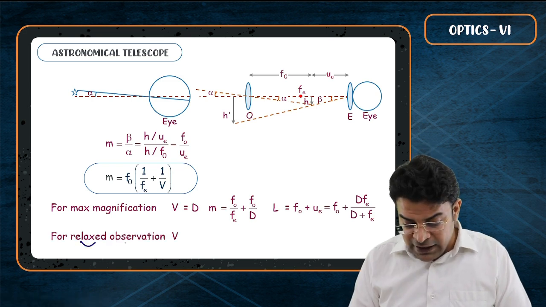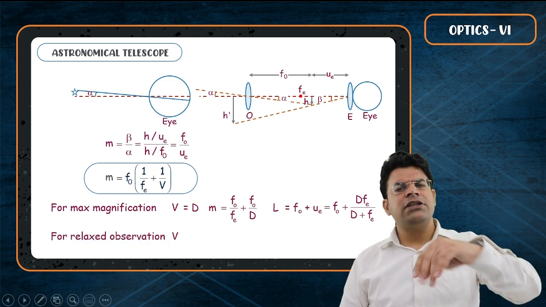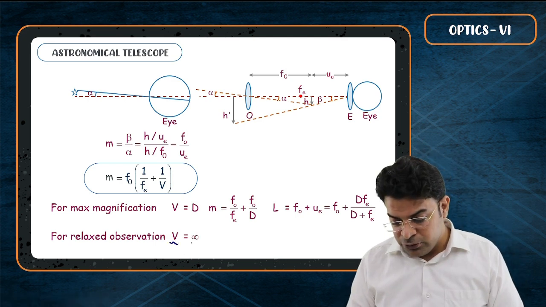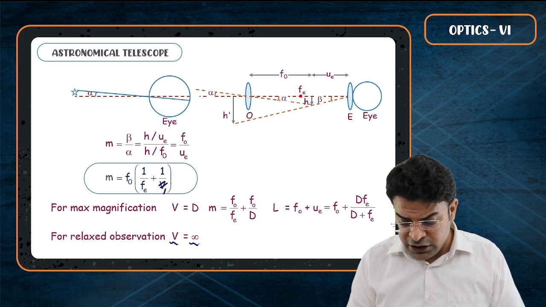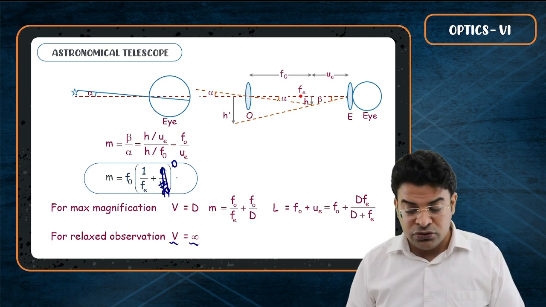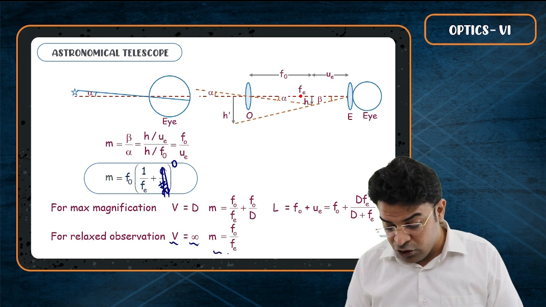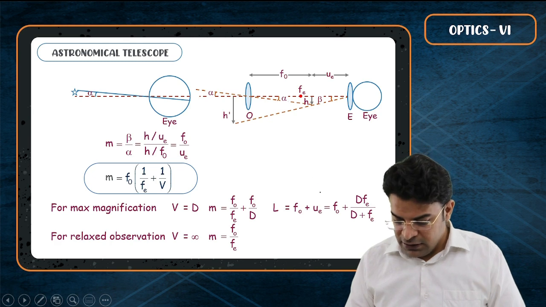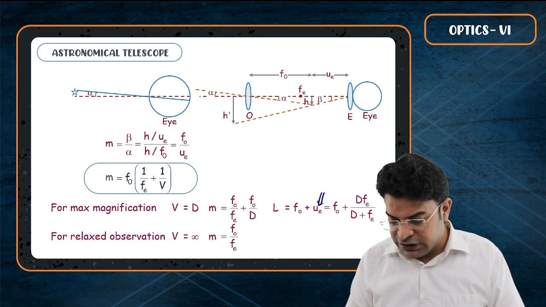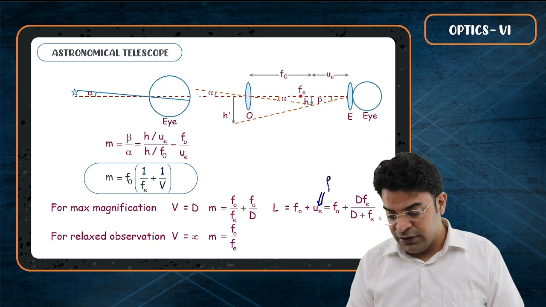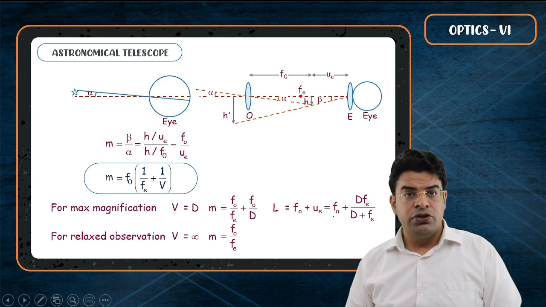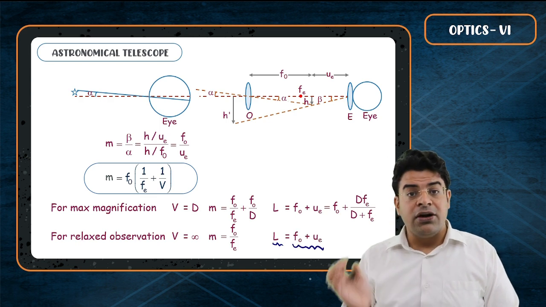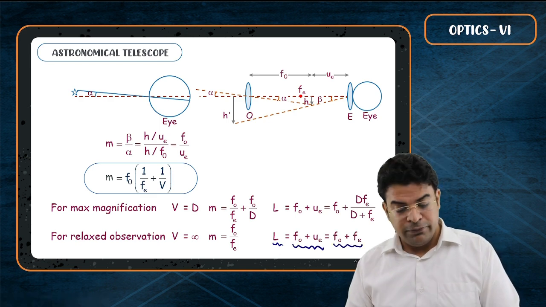Now for relaxed observation, when the final image is formed at infinity, when your eyes are most relaxed, V has to be infinity. If you substitute V equals to infinity, the second term becomes 0. So you get magnification to be nothing but f naught by Fe. If the final image is being formed at infinity, then UE has to be the same as Fe, the focal length of eyepiece. So the length of the telescope, which is f naught plus ue, can also be said to be f naught plus Fe.